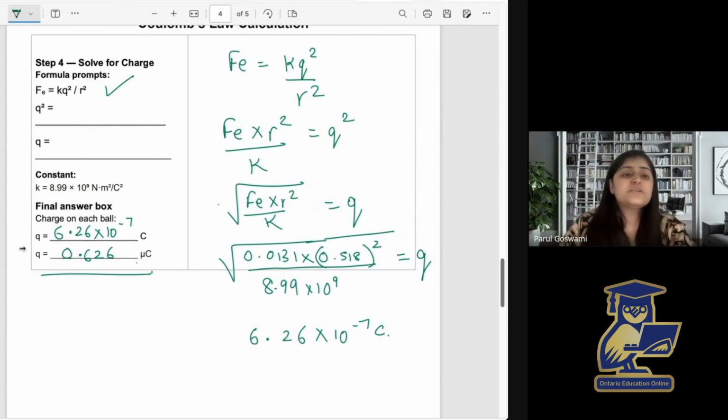Now let's summarize the important values. We found theta by splitting the total angle in half. We found r using r equals 2L sine theta. We found electric force using equilibrium. Then we found Q using Coulomb's law.